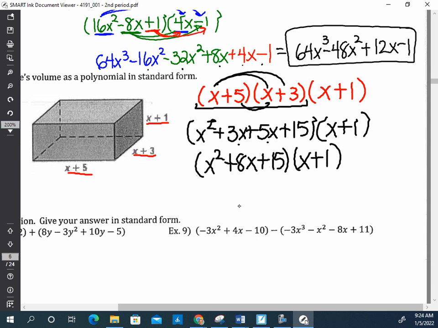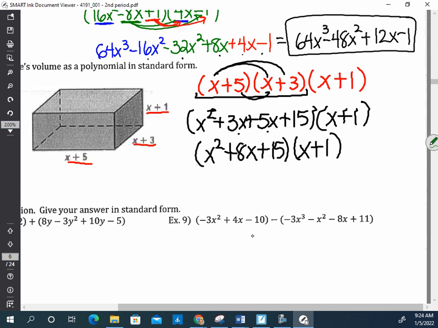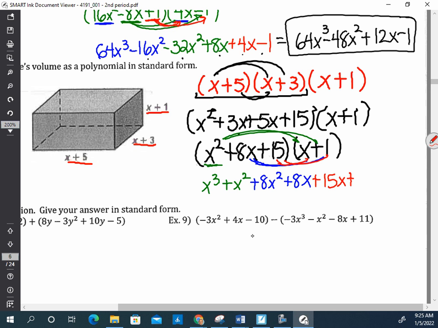Give myself a little bit more room here. So x squared times x is what? X to the third. X squared times 1, x squared. So 8x times x, 8x squared. 8x times 1, 8x. 15 times x, 15x. 15 times 1, 15.